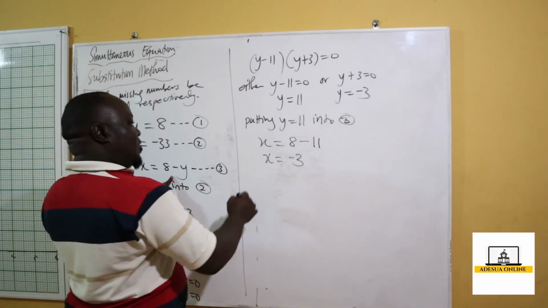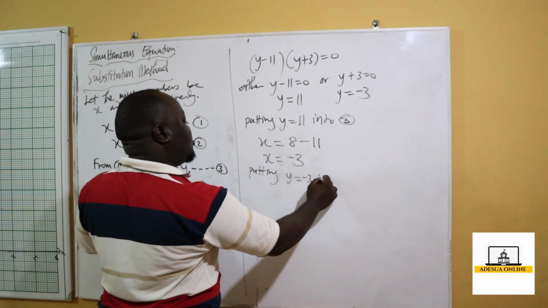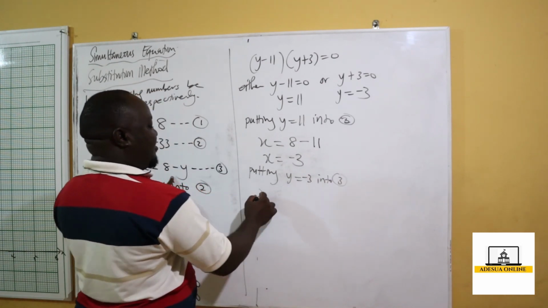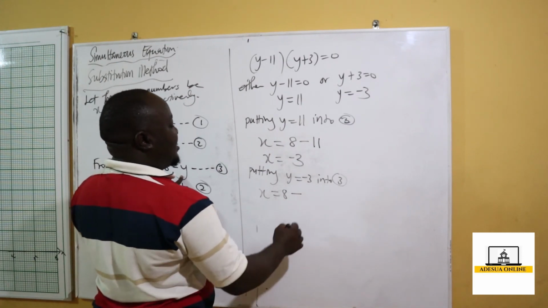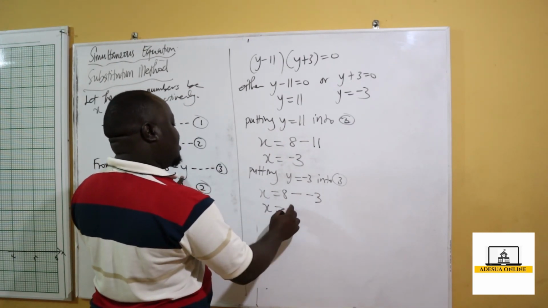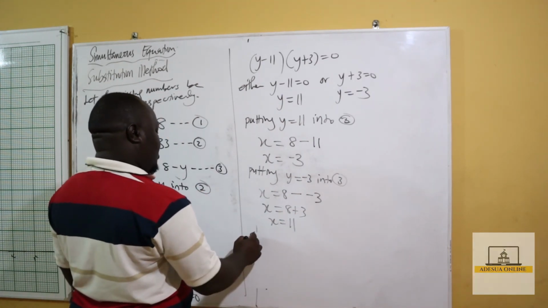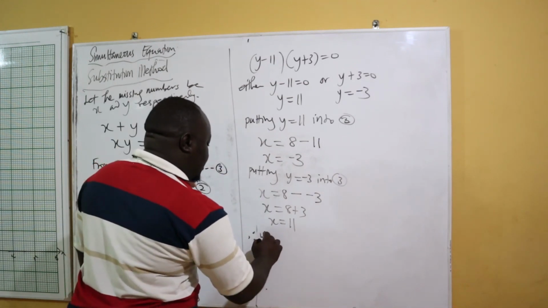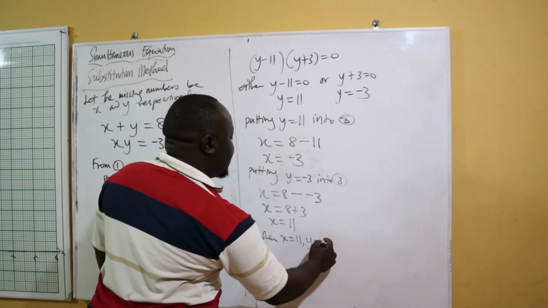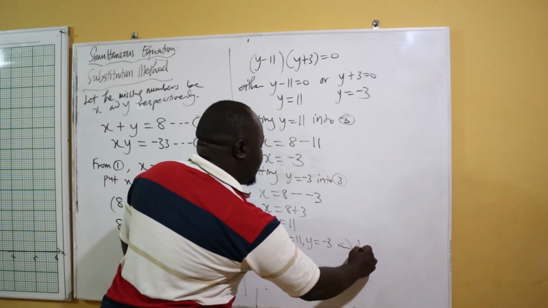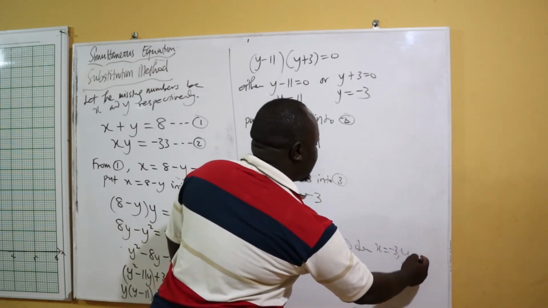Then putting y equals negative 3 into equation 3 again, we shall have x is equal to 8 minus y. Negative 3: 8 minus negative 3, x will be equal to 8 plus 3. x is equal to 11. So therefore, when x is equal to 11, y is equal to negative 3. And when x is equal to negative 3, y is equal to 11.